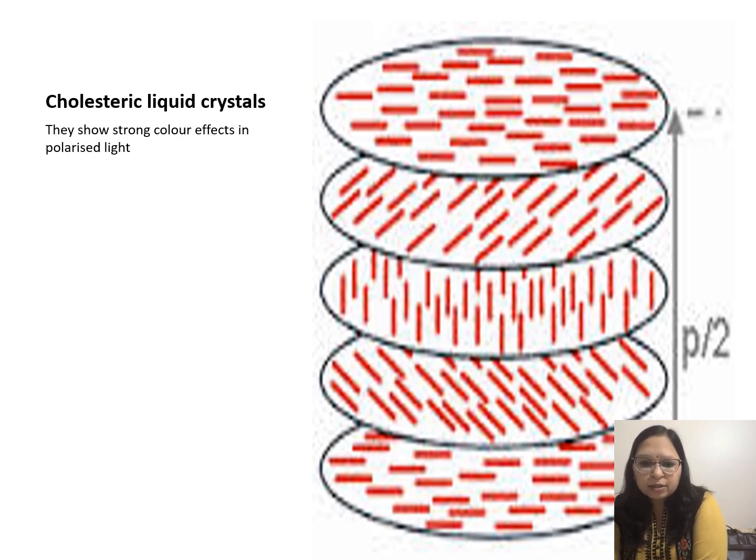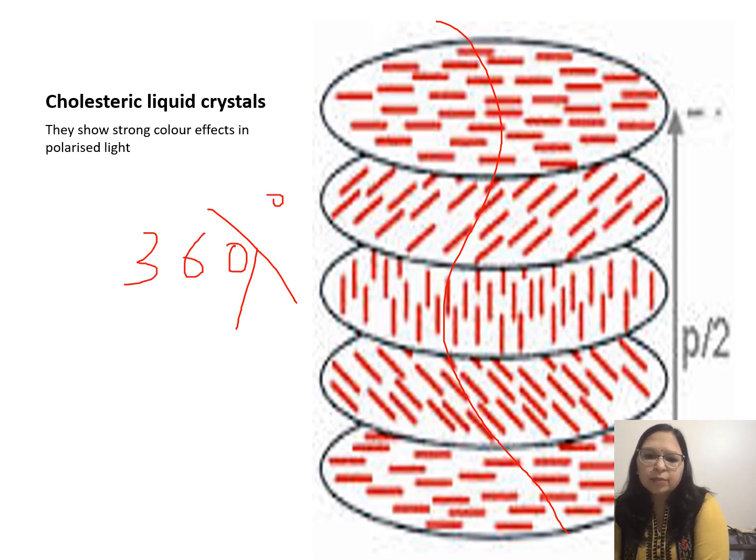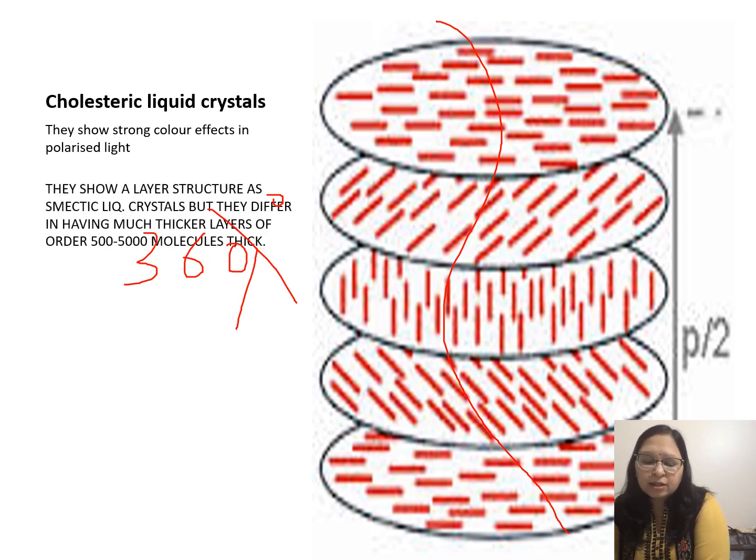See, this is known as pitch, or lambda. It means the distance between the topmost layer and the bottommost layer is known as lambda, that is the pitch, and this is a 360-degree turn. A 360-degree turn is taking place. So these are cholesteric liquid crystals, which are used as thermal sensors.